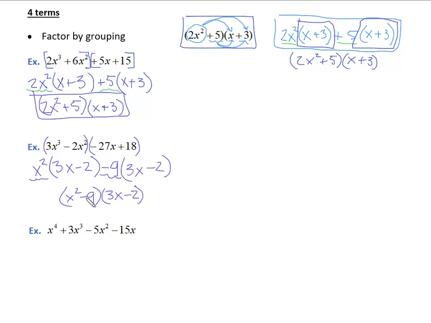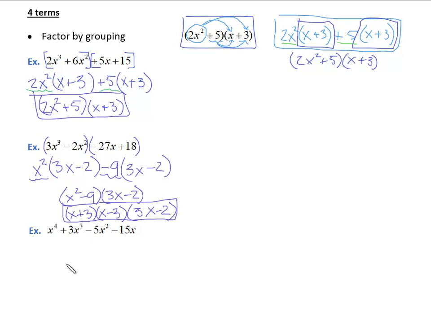Now in this case, you might have recognized this is a difference of squares, and we could break this down further. We can take out an x plus 3 times x minus 3. Breaking down the x squared minus 9 further, that's a difference of squares, and then 3x minus 2. And this is as completely factored as we can make it.